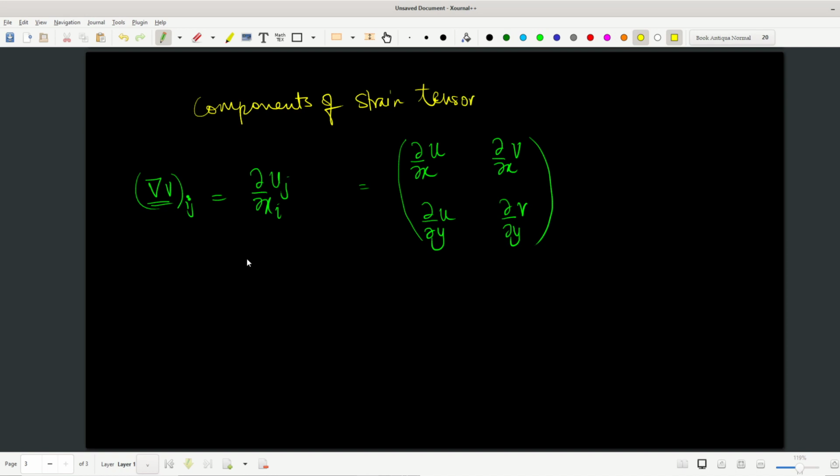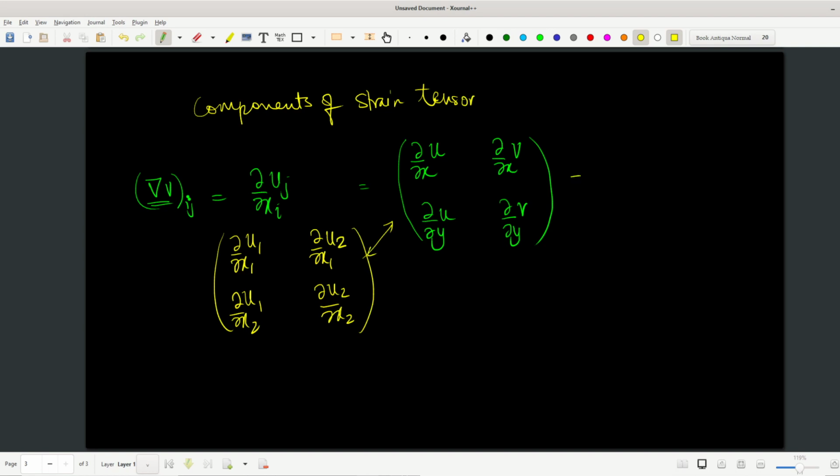Because see, this is basically the first component, i equal to 1, j equal to 1. So del x1 u1. i equal to 1, j equal to 2 is this component, so del x1 u2. i equal to 2, j equal to 1 is this, so del x2 u1. And this is i equal to 2, j equal to 2, and this is tantamount to this.